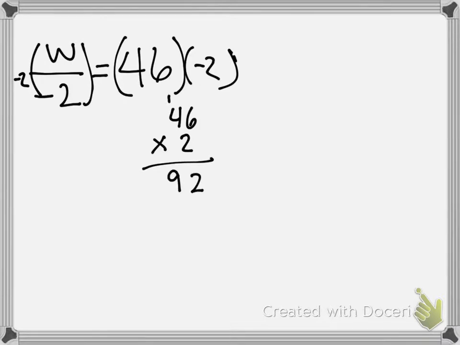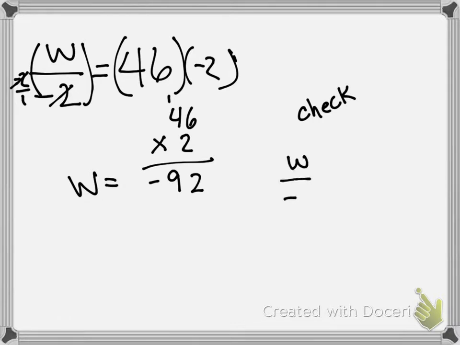A negative times a positive is a negative. Okay, these is like negative 2 over 1. These two are going to divide. Negative 2 divided by negative 2 is 1w. So w should be equal to negative 92. But let's go ahead and check our calculations.